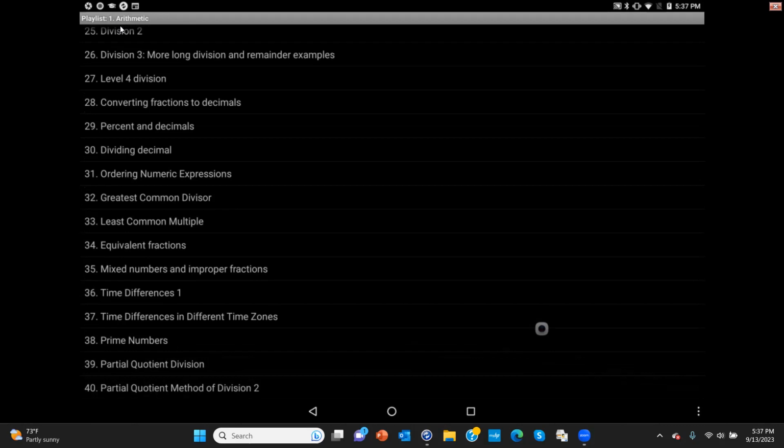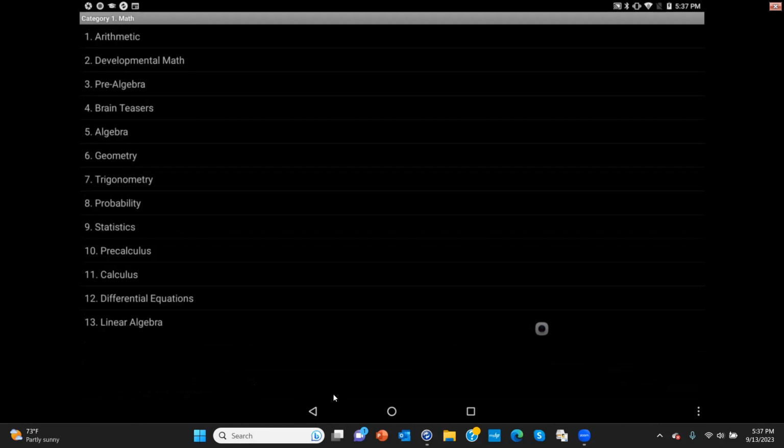Okay, you see, here is my arrow here. See my arrow? Click on that. And it's going to take you back to where you see arithmetic, developmental math, pre-algebra, geometry. So you can click on any one of them.